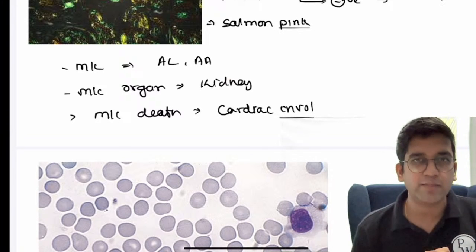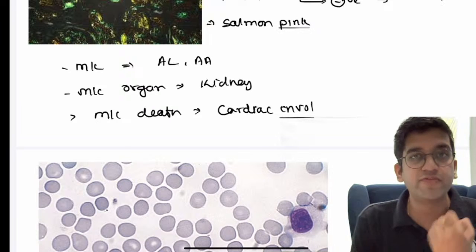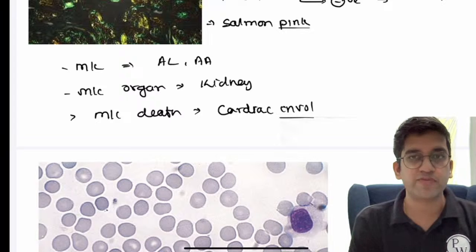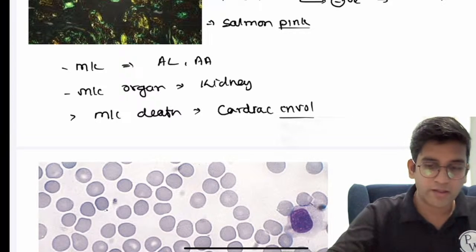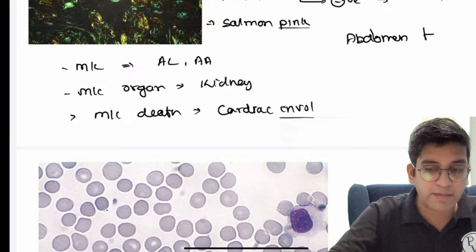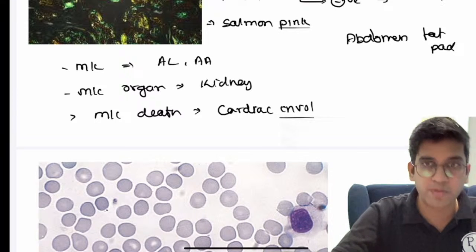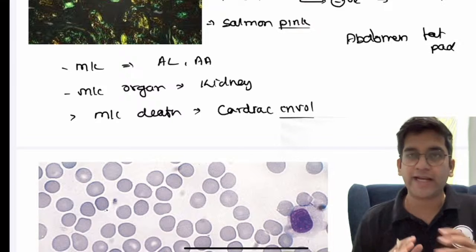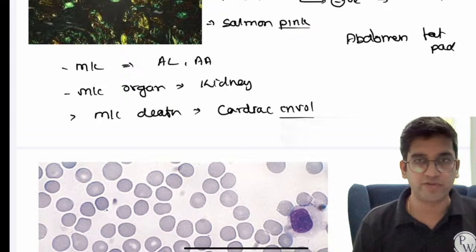Just one final point in amyloidosis. What's the most preferred site of biopsy in amyloid? Most preferred site of biopsy. Abdominal fat pad, right? Abdominal fat pad aspirate is the most preferred site. It's easy to do. It's easily repeatable. I can do a rectal biopsy. I can do any part. But abdominal fat pad is the most preferred site, right?